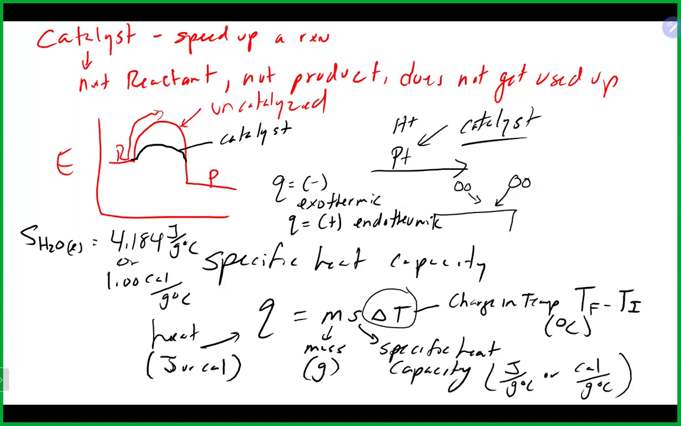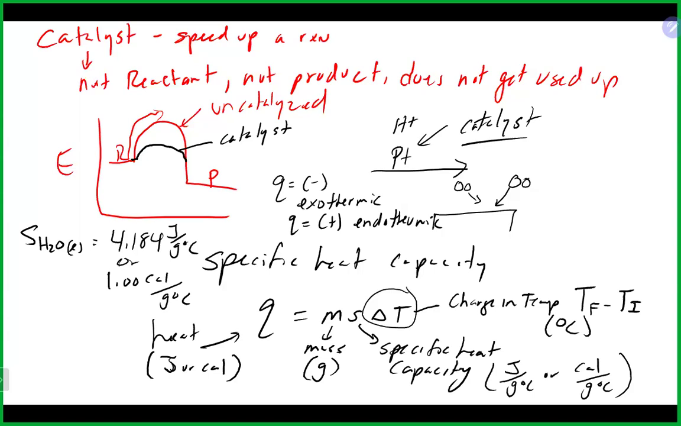So really the only way you could turn Q into a negative number is that change in temperature. And again, that's why you want to do the final minus initial, so that if you do end up with a negative change in temperature, that's going to give you the proper negative value for Q and tell you it's exothermic, which is what we would expect.